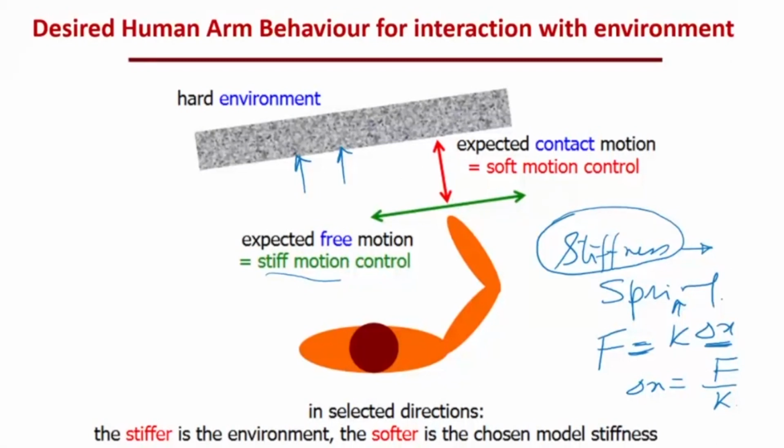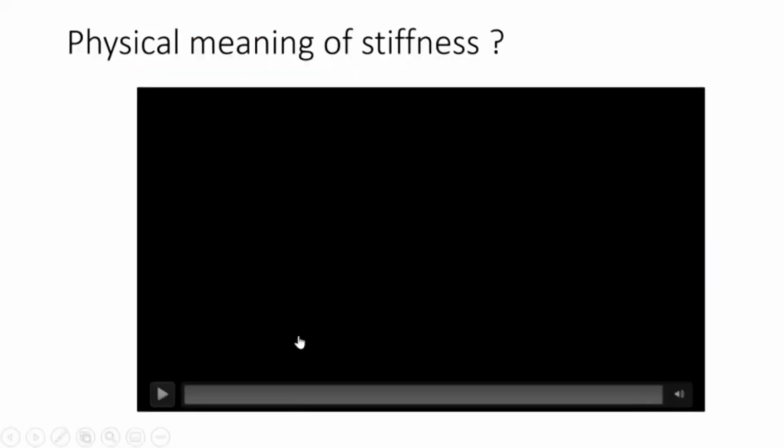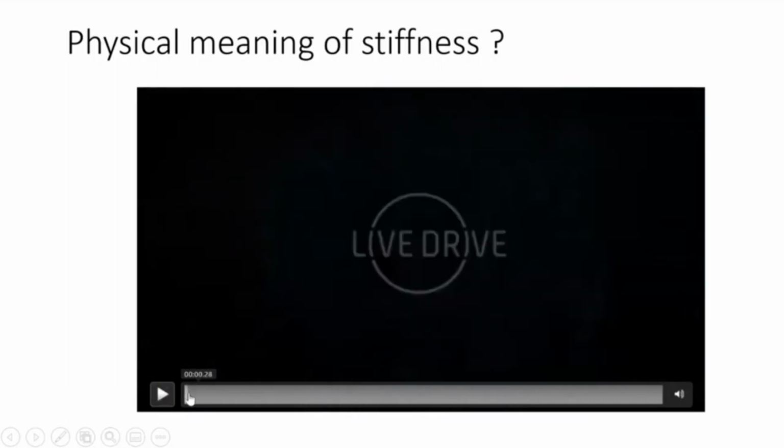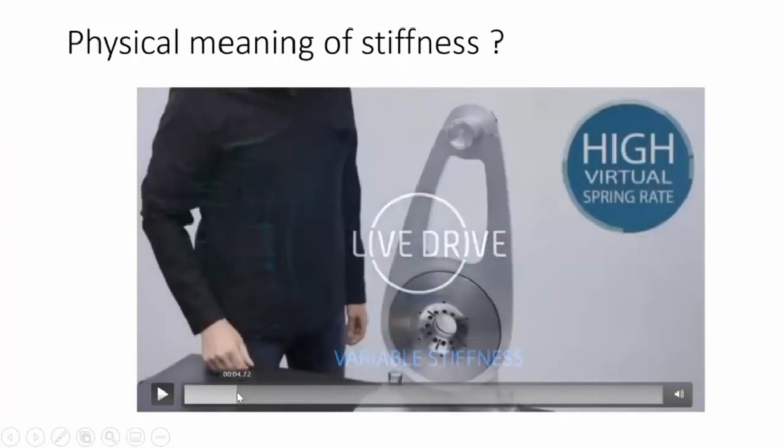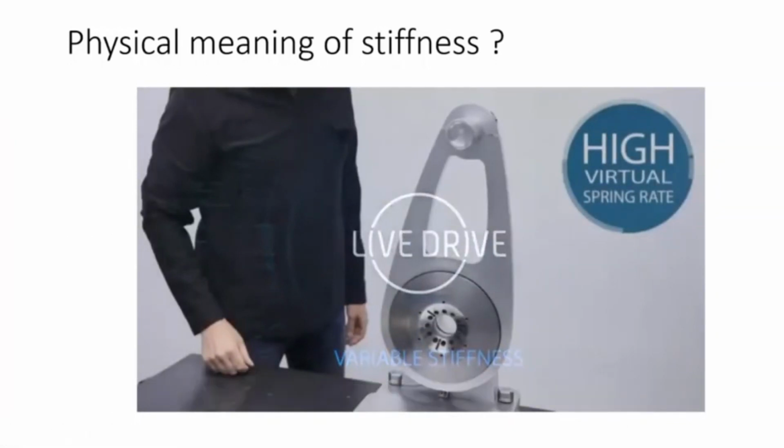If you think a little bit, in the human hands also we have a lot of tissue on our fingertips, which gives us some amount of spring-like behavior. So when you hit a hard object, the impact force will be absorbed by the soft tissue, and our hands are not damaged. Now let's look a little bit into the physical meaning of stiffness. Suppose you have a mechanical linkage like this, and the person is going to hold it and push it. Imagine that there is a spring connected onto the joint of this mechanical linkage.